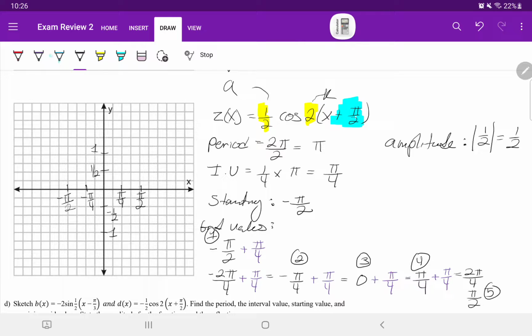Now this is a cosine function, so remember the steps. The cosine function starts at the maximum value, down to 0, down to the minimum value, back up to 0, and ends on the maximum value. Let's sketch that function to the best of our abilities. And this is what z of x looks like.